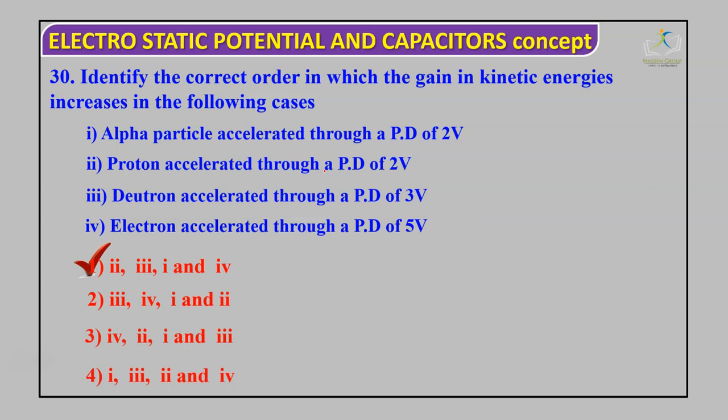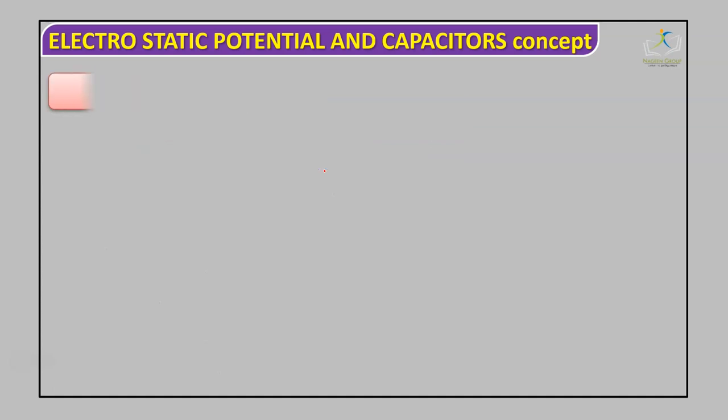That means the correct order is proton accelerated through a potential difference of 2 volt, deuteron accelerated through a potential difference of 3 volt, alpha particle accelerated through a potential difference of 2 volt, and electron accelerated through a potential difference of 5 volt. Let us see the solution of this question. How? I'll just say these kinds of things.